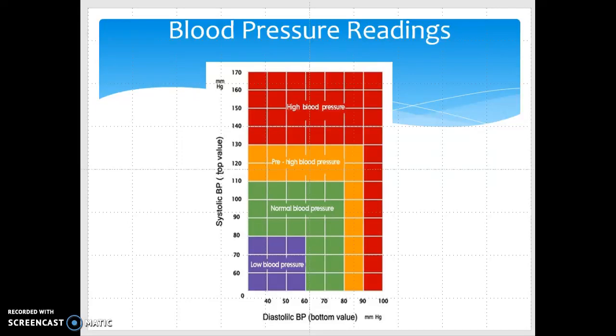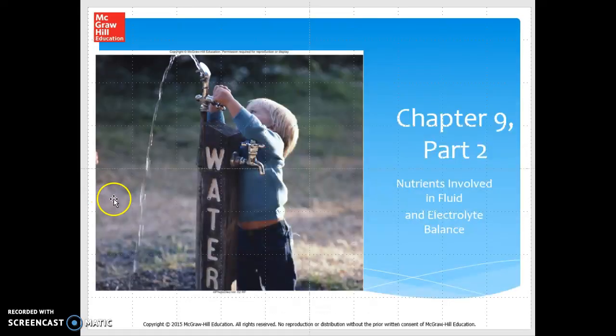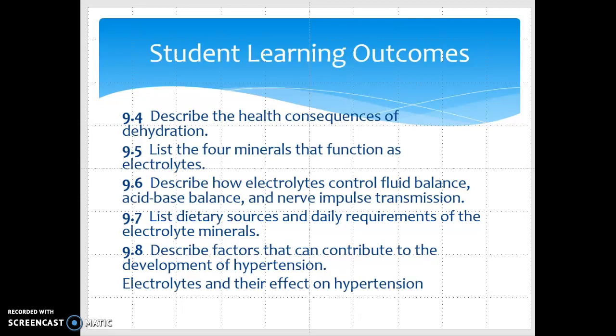Okay, now we're going to look at Chapter 9, Part 2. These are just some review things to go over. So I'm going to go over the learning outcomes and then the headings for each of these sections. We're looking in this section at the health consequences of dehydration, 4 minerals that function as electrolytes, how these electrolytes control balance and acid, base, and nerve impulse, and then some dietary sources of these electrolytes.